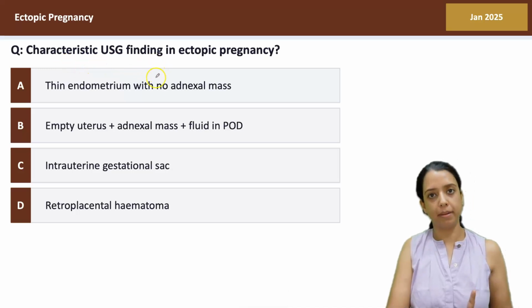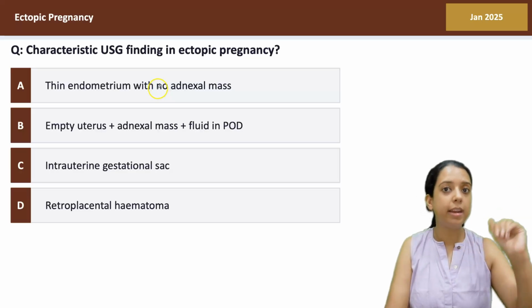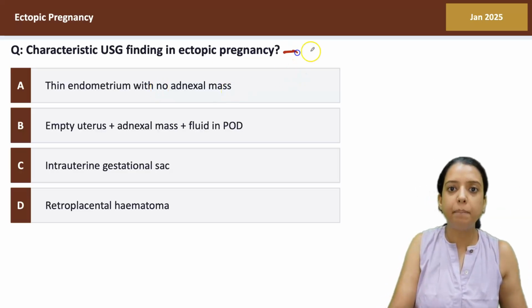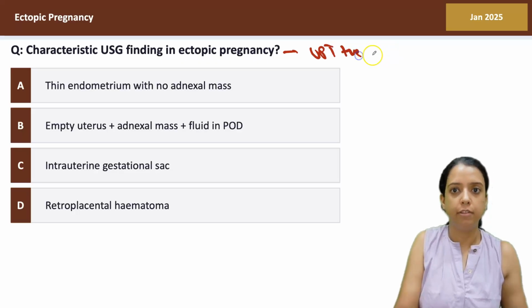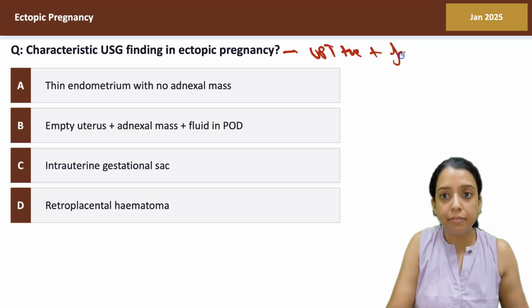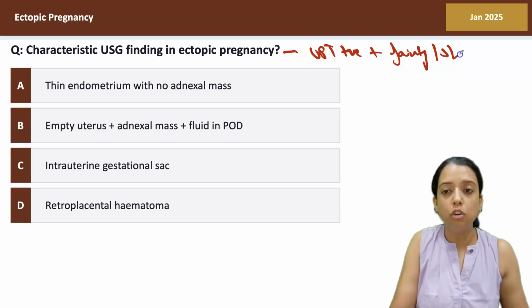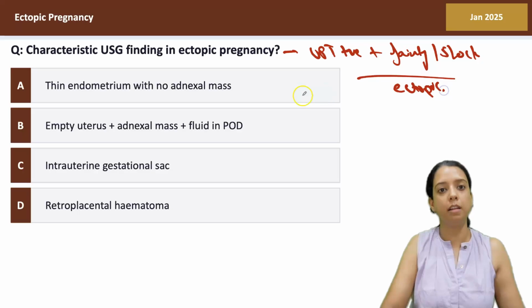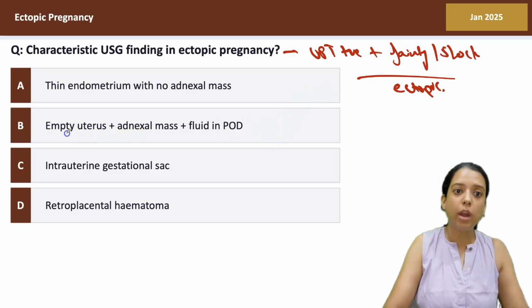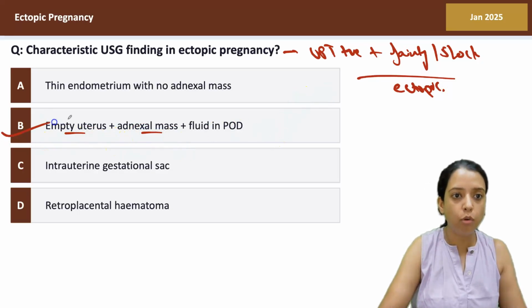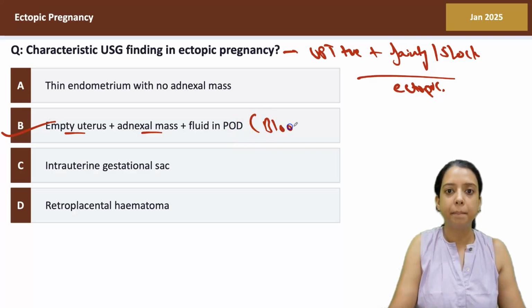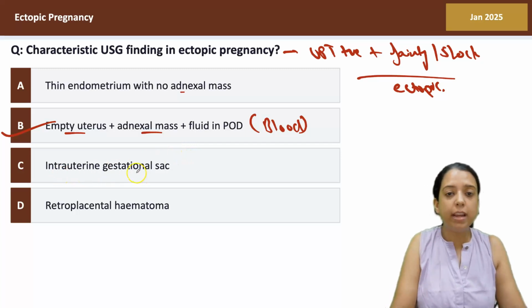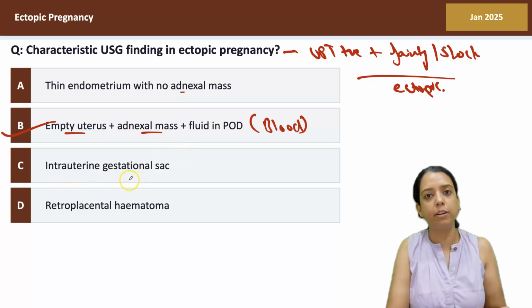Characteristic of ultrasound in ectopic: ectopic is whenever the uterus is empty and you see an adnexal mass. Remember, a patient who is UPT positive and who is fainting or in shock should be considered ectopic unless and until proven otherwise. Ultrasound will show empty uterus and adnexal mass, and fluid in the pouch of Douglas is blood. Thin endometrium, no adnexal mass. Intrauterine G-sac, if it is visible, it cannot be ectopic.